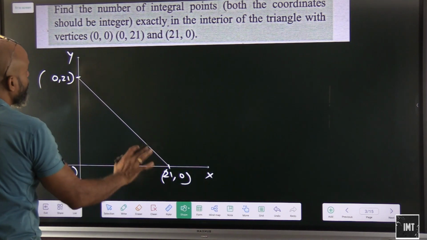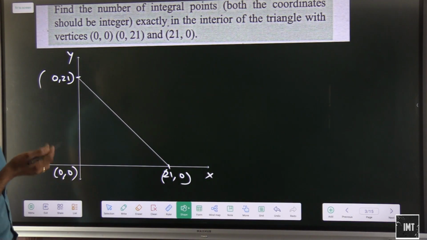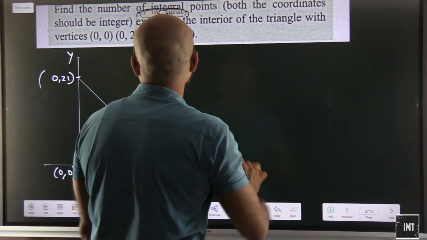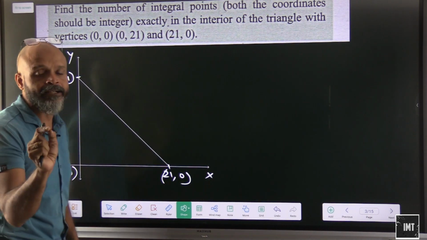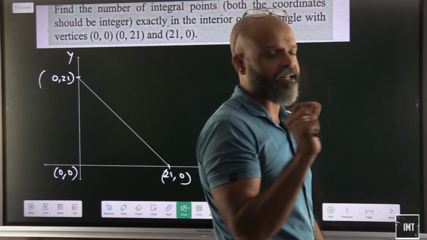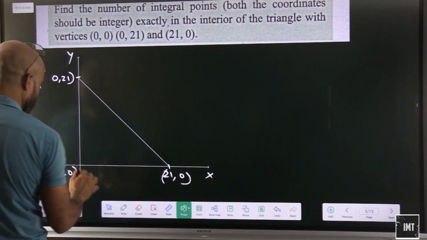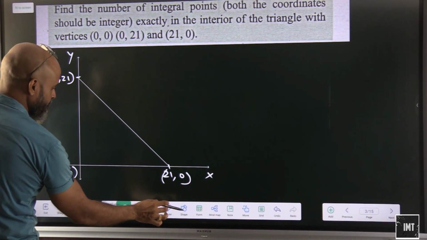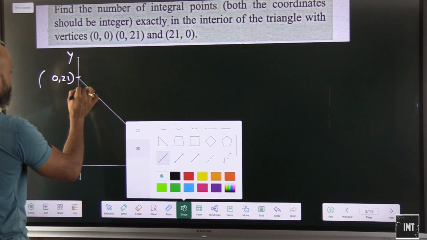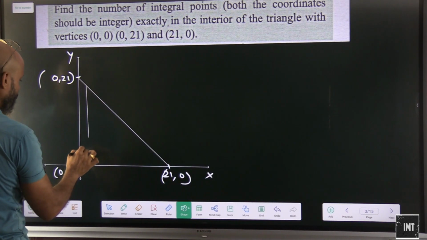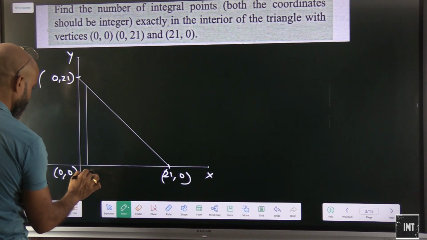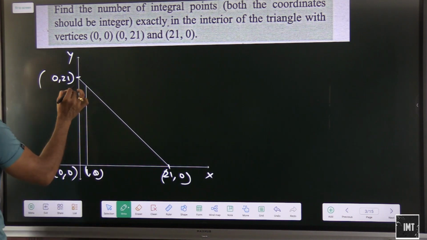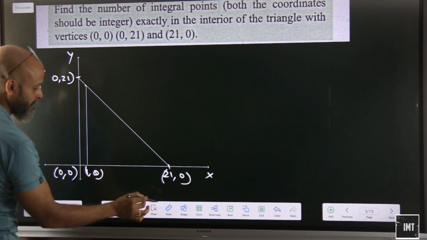So you have to find out exactly the number of integral points in the interior of the triangle. Integral points means the points which are inside the triangle. Let me give you an example of an integral point. Let's say I draw this point here, let's say this is 1 and 0.